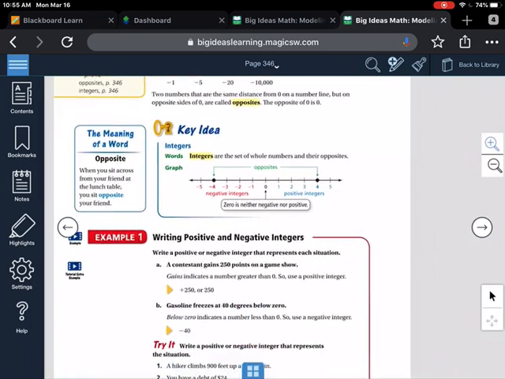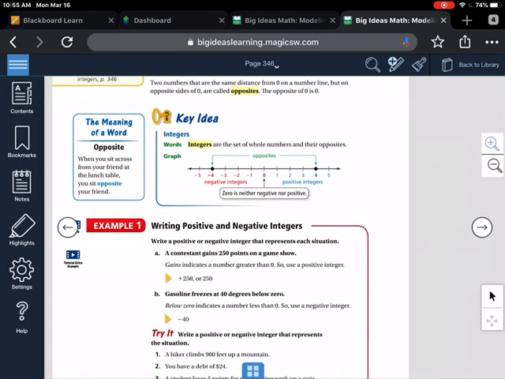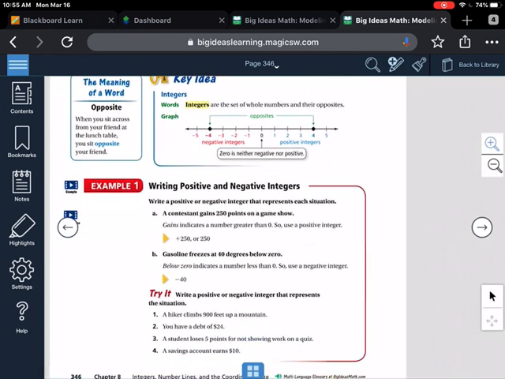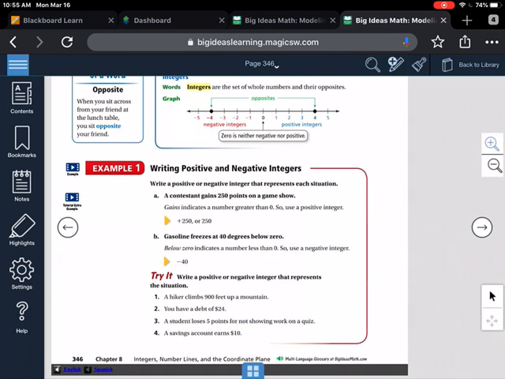So that's basically what this section is going to be about. The contestant gains 250 points, so positive 250. This section is going to help you get your head around when something will be positive and when it will be negative. Gasoline freezes at 40 degrees below zero. So at what temperature does it freeze? It freezes at negative 40. That is how we indicate that it's below zero in that case.